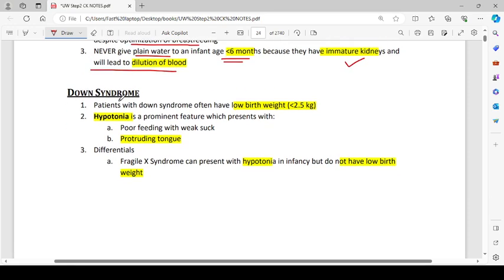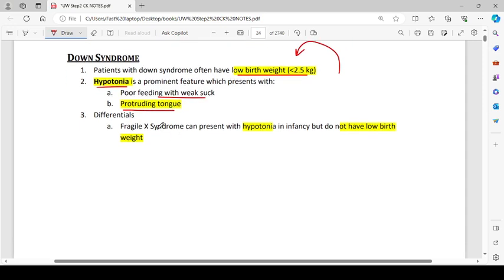Down syndrome. Patients with Down syndrome often have low birth weight, that is less than 2.5 kg. Hypotonia is a prominent feature which presents with poor feeding, weak suck and protruding tongue. Differentials include Fragile X syndrome, which can present with hypotonia in infancy but does not have low birth weight. Both of them have abnormal faces and can also have hypotonia. The differentiating point is that the child with Down syndrome will have a low birth weight, while those with Fragile X syndrome will not.